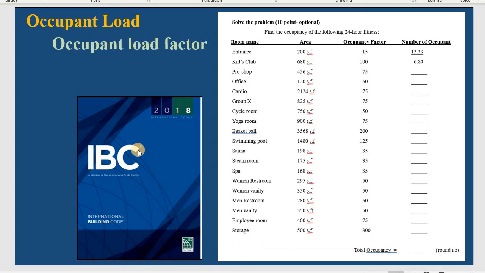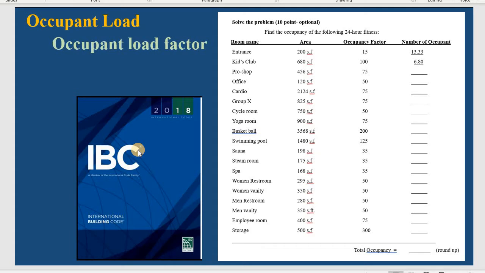For example, you come to the restaurant, you see that they say 125 maximum capacity. That means they allow 125 people inside the restaurant at the same time. Same thing, you can come to the elevator and see the same. That means they put the maximum number of people allowed inside the elevator. So generally, occupant load means the number of people allowable inside that area.